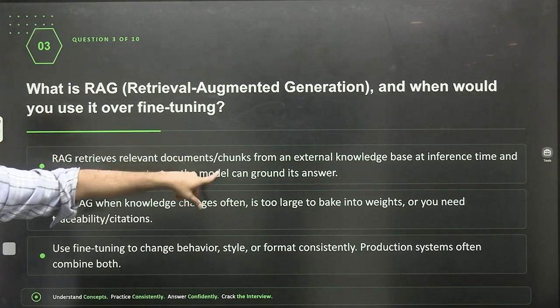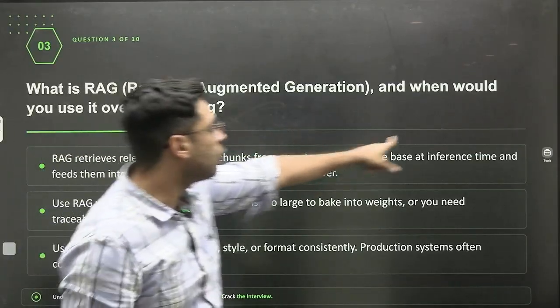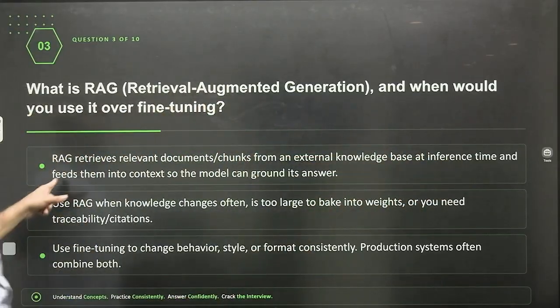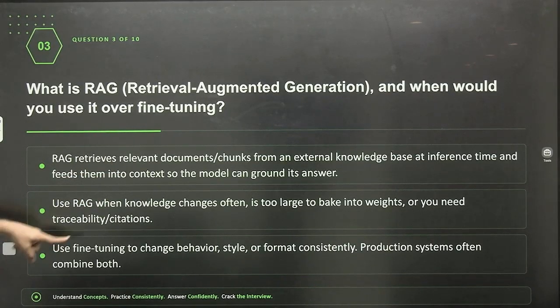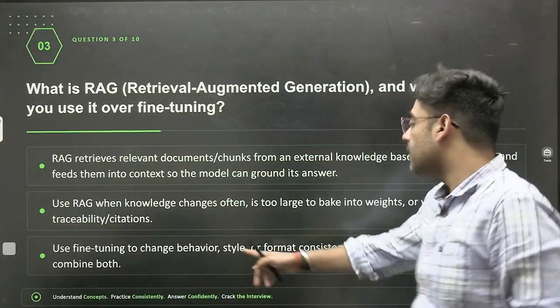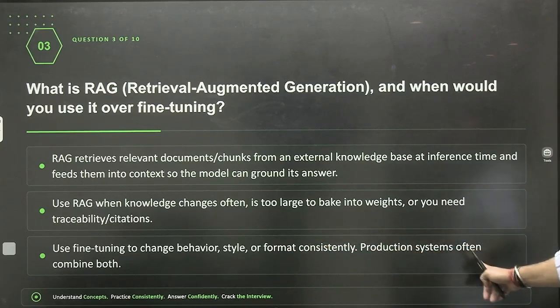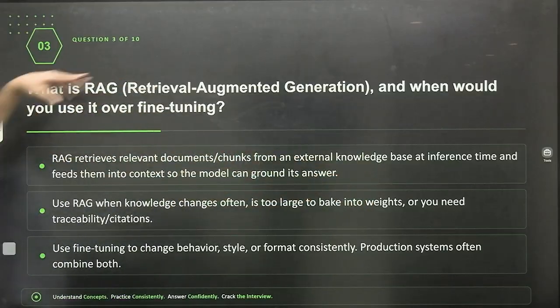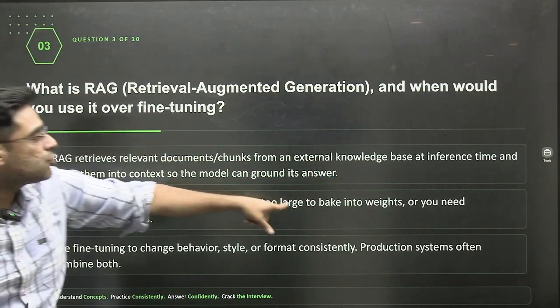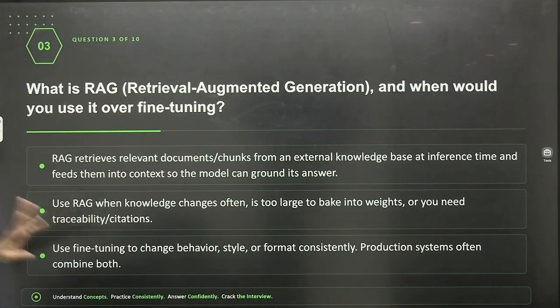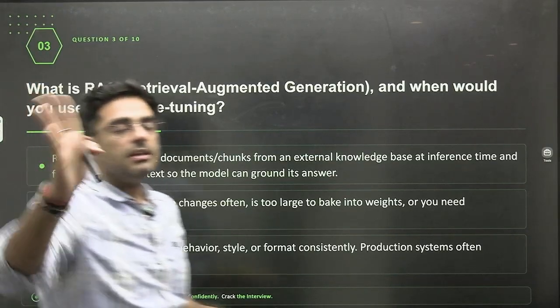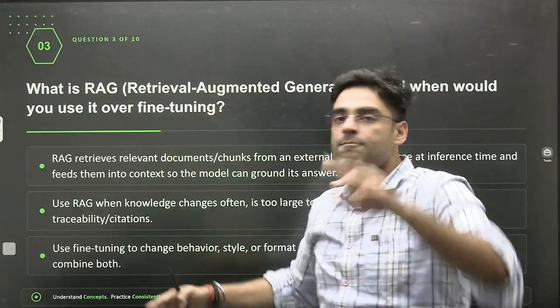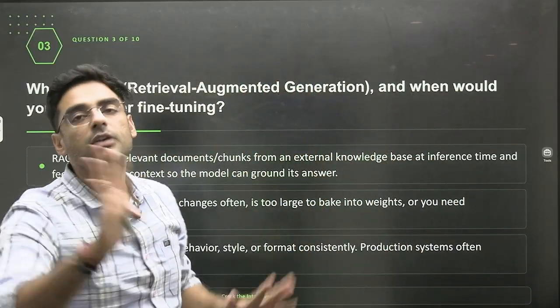RAG retrieves relevant document chunks from an external knowledge base at inference time and feeds them into context so that the model can ground its answer. Fine tuning is to change behavior, style, or format consistently. So that is a very wide difference. Production systems often combine both. RAG is an external knowledge base, and we use RAG when knowledge changes often, is too large to bake into weights, or you need traceability and citations. Please prepare an answer accordingly, and you can also relate your answers to any projects you have done on RAG.